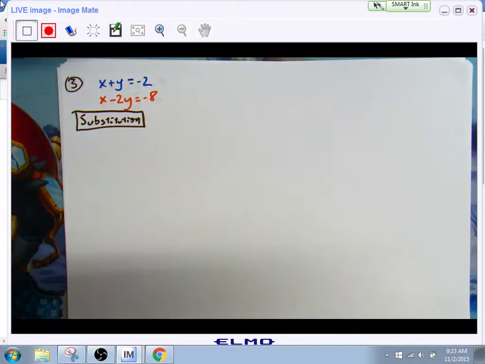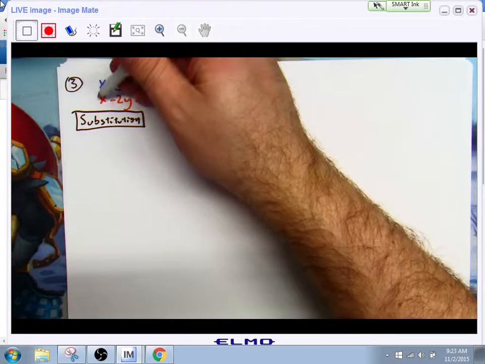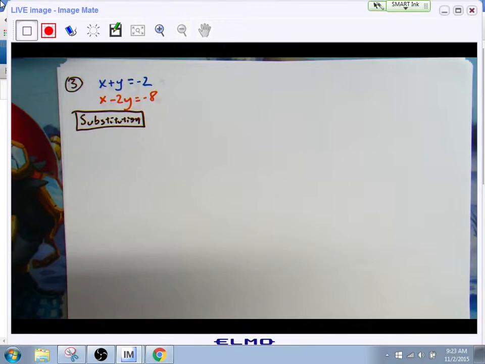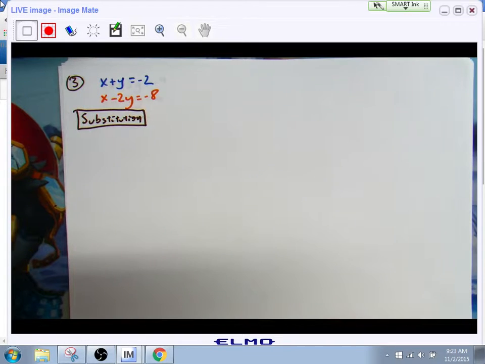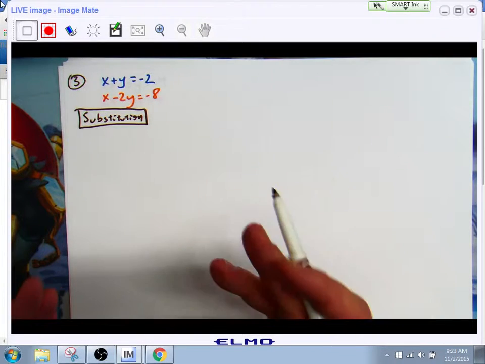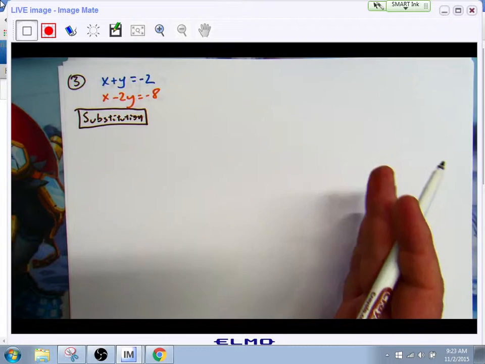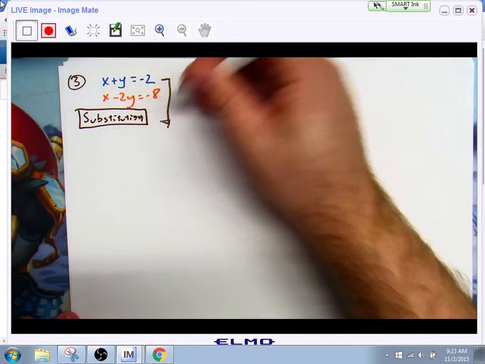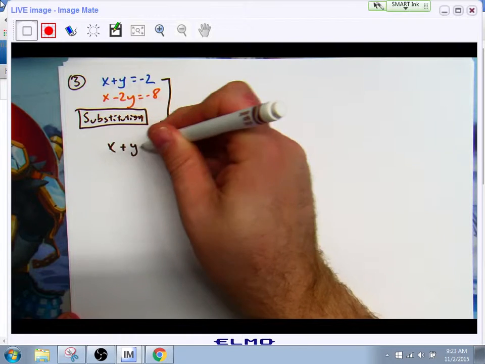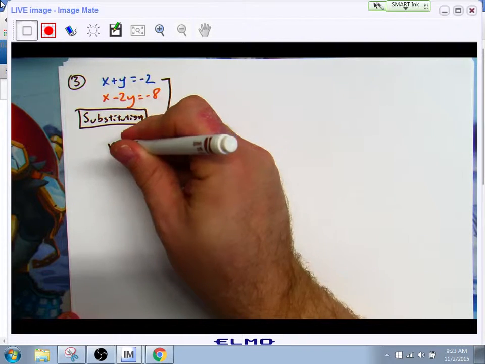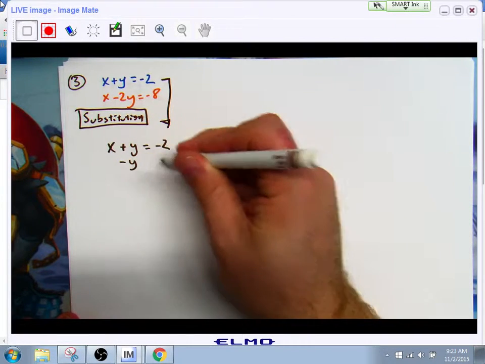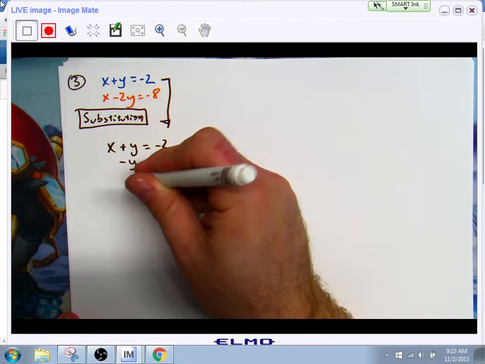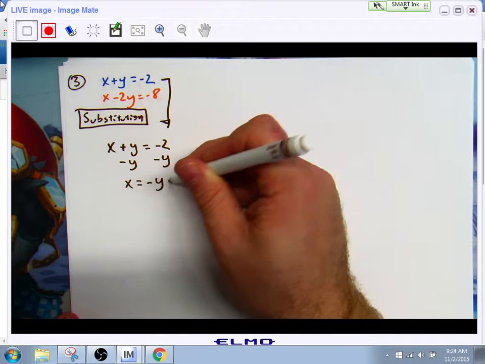All right. Again, either of these works really well because I see that I have a 1 coefficient on my x and on this y. I'll do the blue equation. I'll isolate x. There's no real reason for me to do that other than it looks easy. So I have x plus y equals negative 2. I want to get my x by itself, so I'll subtract y. X equals negative y minus 2.